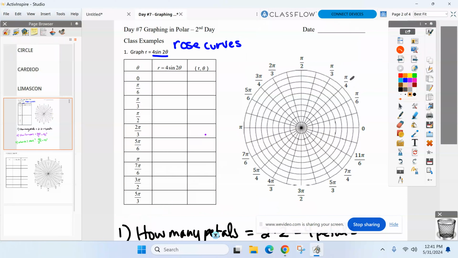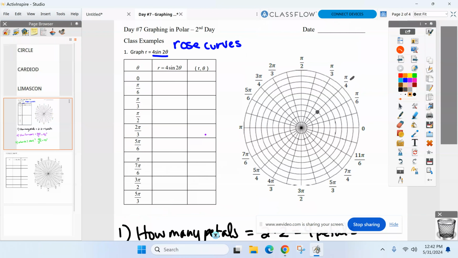Okay, so the first point we're going to plot is how big that petal is. You can always tell how big the petal is because we've learned this with the circle. It's whatever that number out in front is. So our first point we're going to graph at 45 degrees is 4. 1, 2, 3, 4. Here's where our first petal is going to start. 45 degrees at 4. Questions on that point? Because I'm going to go a little different now.